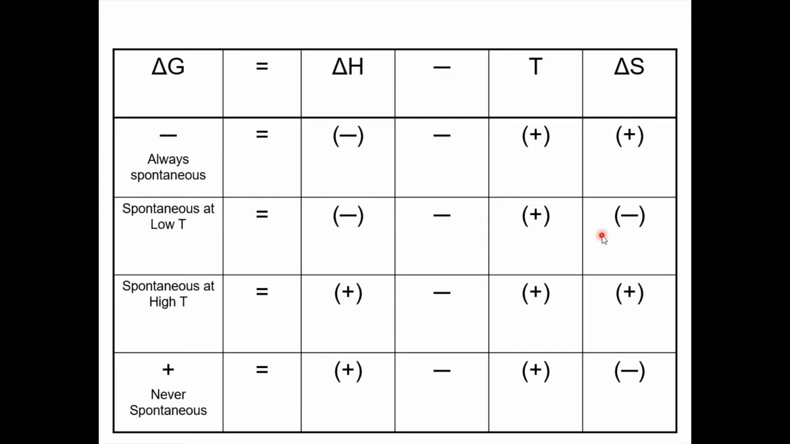So what the sign of your delta G is here really depends on how big your delta H is and how big your delta S or T delta S is. Which one's bigger? Which one wins the battle?